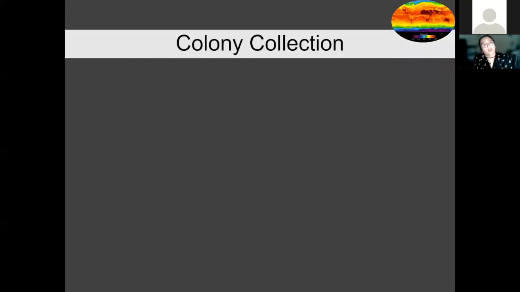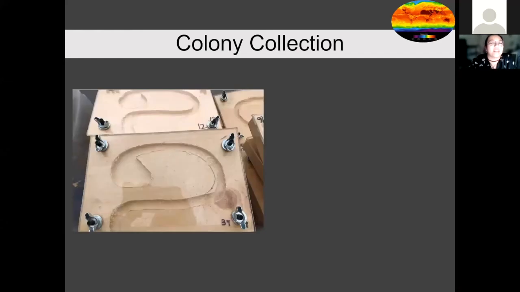So how did we do this? Well, we had to collect many colonies. This is actually probably one of the funnest parts of my dissertation so far. We built these colony boxes, which are pine wood with plexiglass laced together. We placed these boxes out in the winter so that they can overwinter, get a little soggy and decompose. And then in the spring, we check them for colonies.